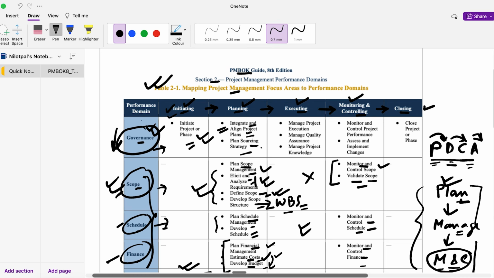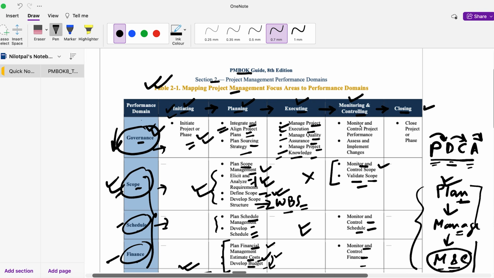You plan the sourcing strategy here, which is your procurement strategy. Just keep in mind that you have to have a procurement strategy as part of your overall planning, right? Because without procurement, there is basically no project. Executing: manage project execution, manage quality assurance, manage project knowledge. Okay. Now, in terms of project execution, here you actually execute what you have planned. Very simple. Quality assurance, here it is linked to governance because quality is overall a governance part because it is quite fundamental and quite, let's say, foundational in terms of your overall project delivery. So you manage your quality, you manage project knowledge as well, which is your lessons learned.